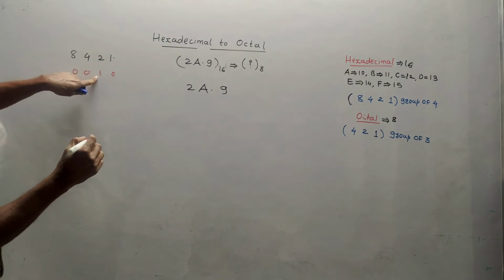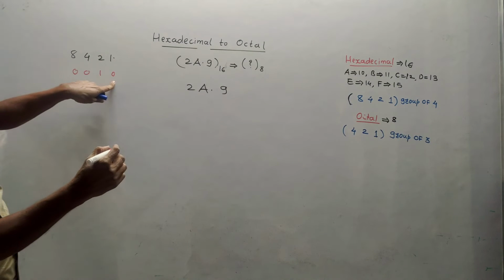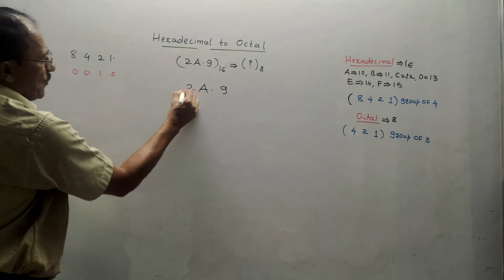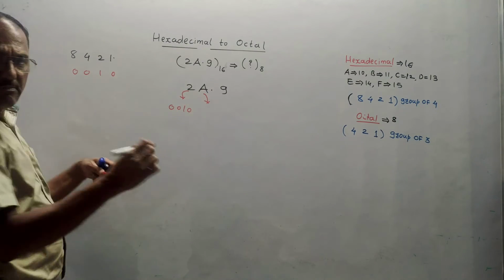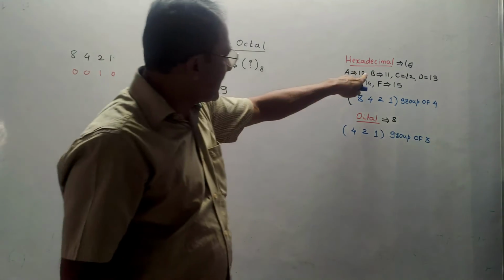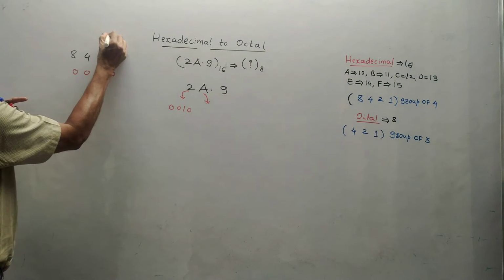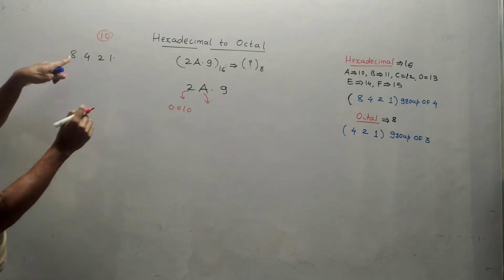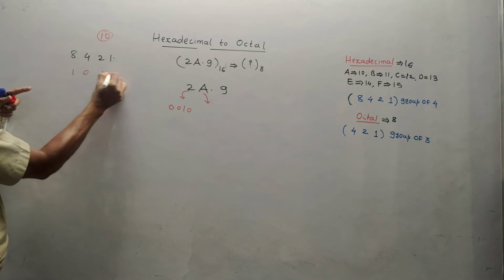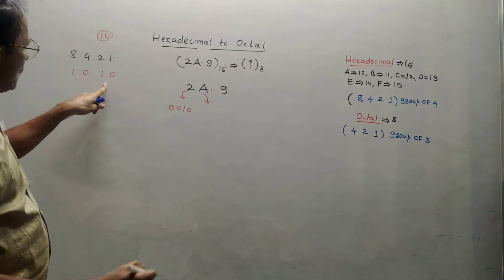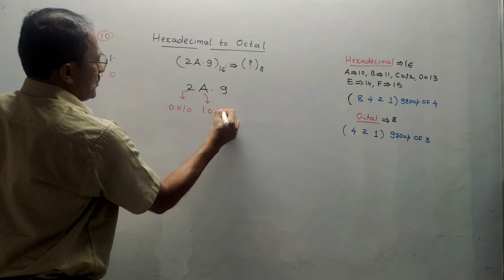Very simple. Below 2 I have to write 1. All other values are getting multiplied with 0. So for 2 I got 0, 0, 1, 0. I am converting each number into binary. A stands for 10. So I have to consider number 10. For 10, it is 8 plus 2. So I will write 1, 1 below 8 and 2. For remaining bits, I will mark 0, 0. So it is 1, 0, 1, 0.